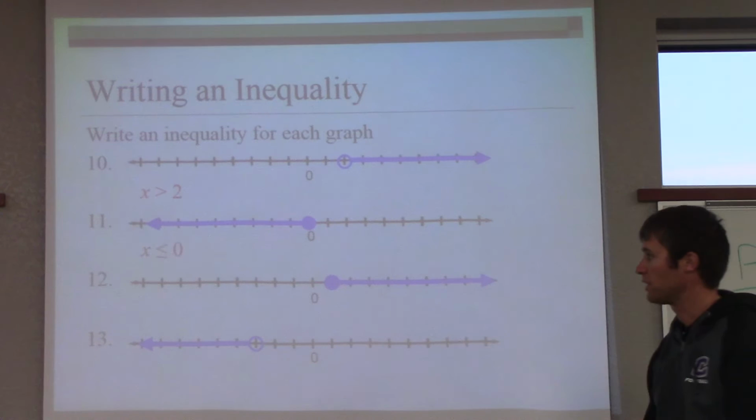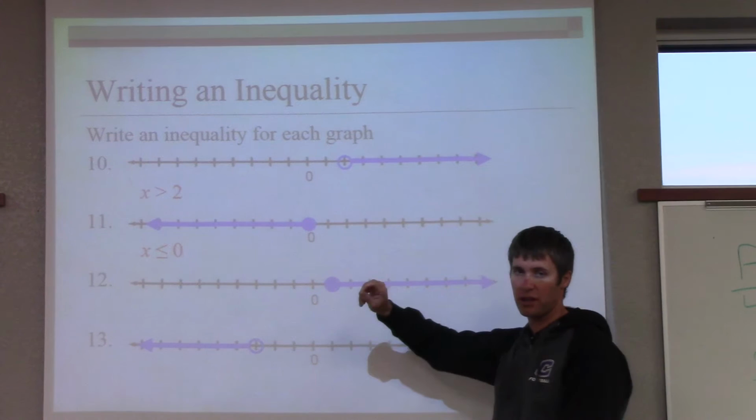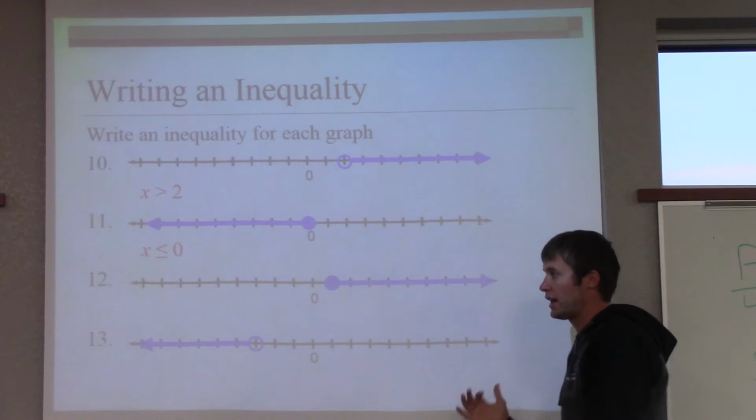We come here, this is the value of 1. Closed dot, so it'll be greater than or equal to, or less than or equal to. We want values that are bigger, so we'd say x is greater than or equal to 1.